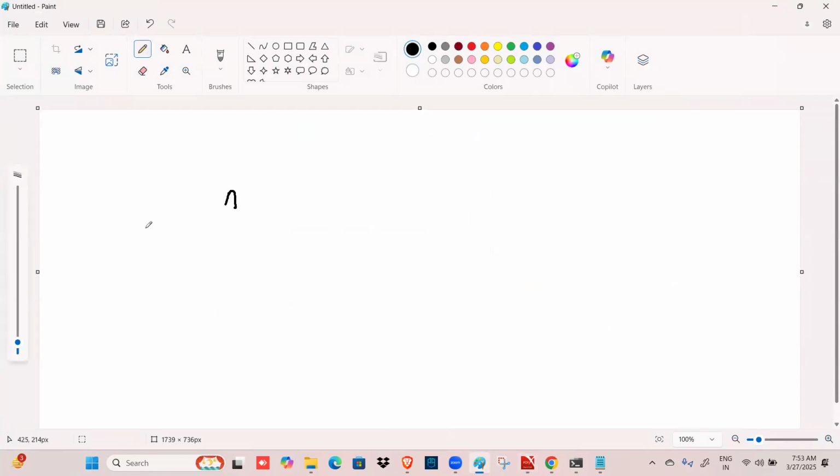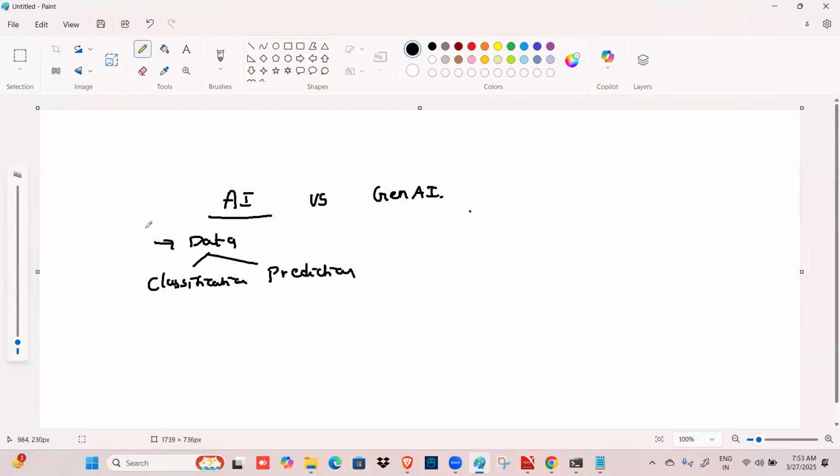So AI versus Gen AI. In this AI, we have the data, and what we are doing is classification and then prediction. And in generative AI, what we are doing is creating new data. How are we going to create the new data? Based on the data itself only. So here we are going to take this data itself only.